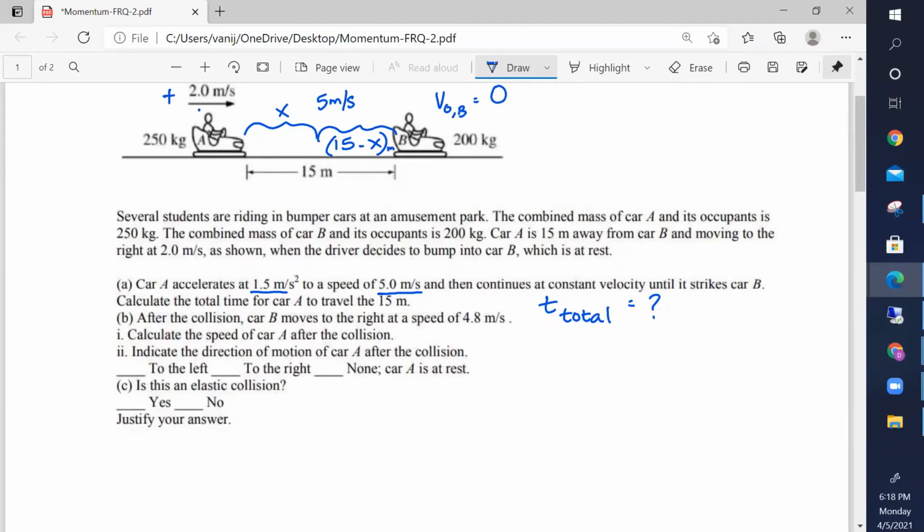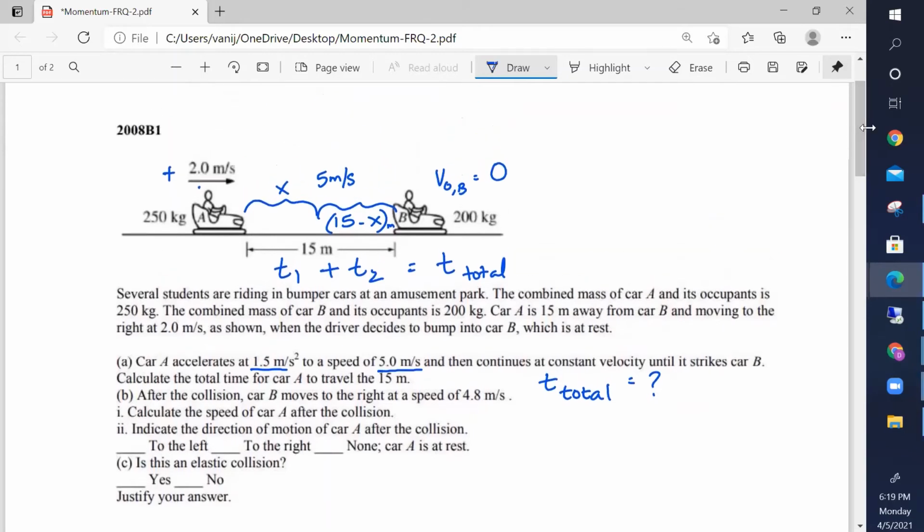Now they're asking you what would be the total time taken for that entire 15-meter distance. So if I call the time for this x distance t1, and for the second part I call it t2, I'm looking for t1 plus t2, which is my t total. Now the question is, how are we going to find that t1 and t2? If I can find t1 and t2, then we're just going to add them together to get that total time.